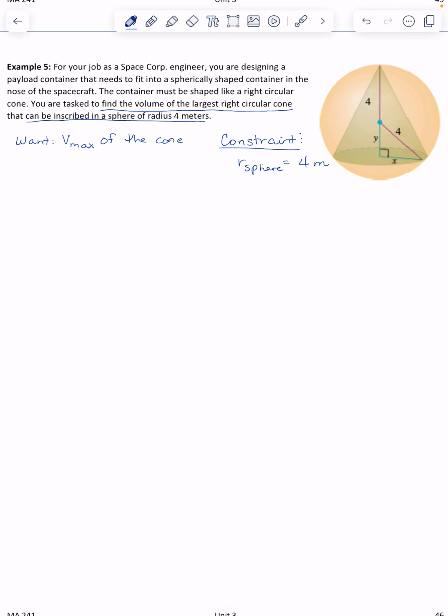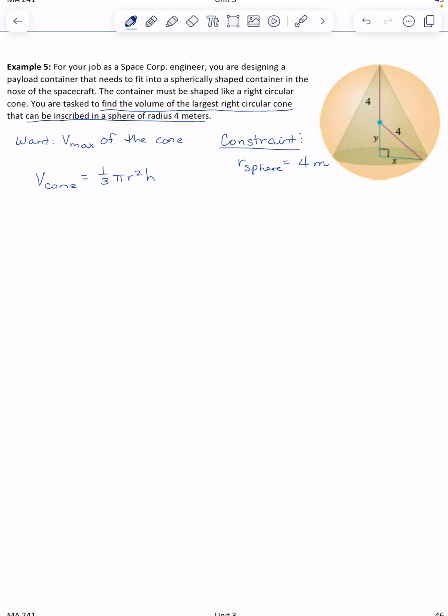I really like the picture on this one. It helps a lot to see what we're getting started with. Let's write down the equation for the volume of a cone, because I know I want to maximize this volume for my cone. I know that V for a cone is equal to 1/3 pi r squared h. Okay, so that's the volume of a cone.